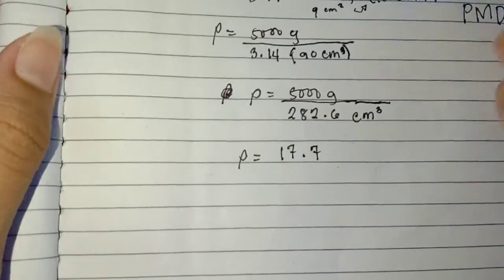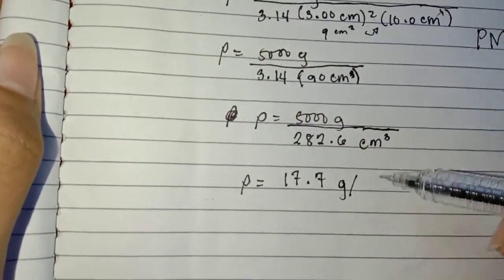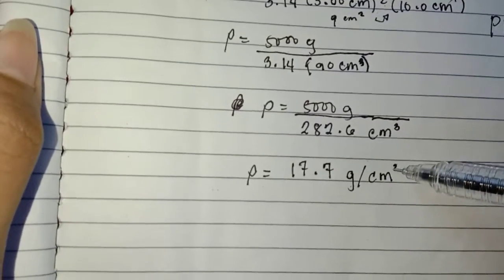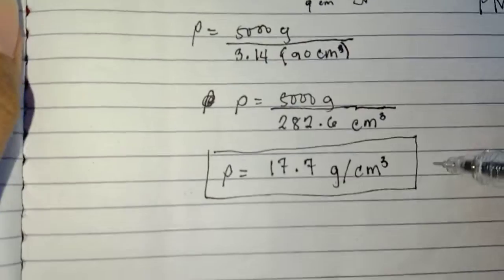So our final answer would be 17.7 grams per cubic centimeter. So that is our final answer, the density of the solid cylinder.